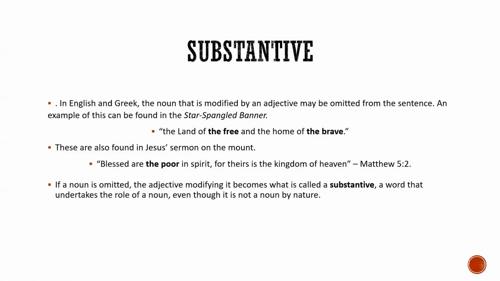And last but not least, in English and in Greek, nouns that are modified by an adjective may be omitted from the sentence. An example of this can be found in the Star Spangled Banner, the land of the free and the home of the brave. These are also found in Jesus' Sermon on the Mount. Blessed are the poor in spirit, for theirs is the kingdom of heaven, Matthew 5:3. If a noun is omitted, the adjective modifying it becomes what is called a substantive, a word that undertakes the role of a noun, even though it is not a noun by nature.